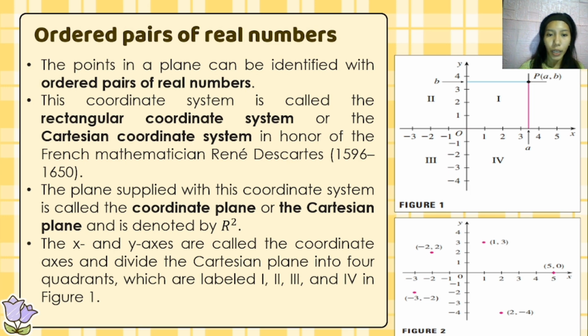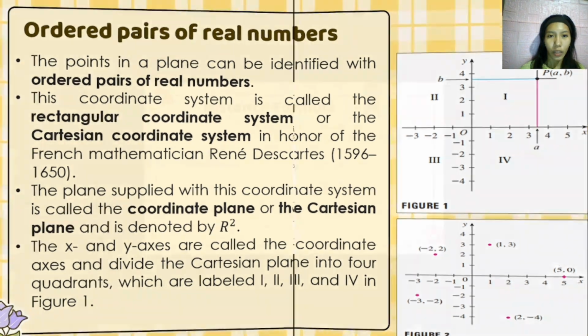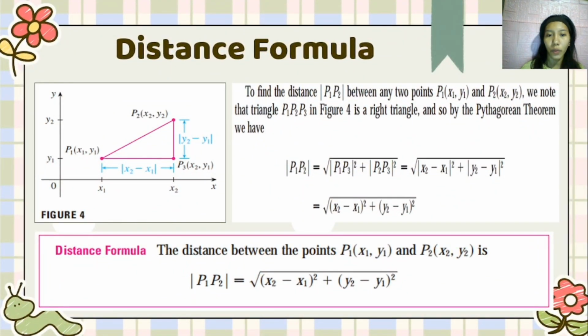The plane supplied with this coordinate system is called the coordinate plane or the Cartesian plane and is denoted by R squared. The x and y axes are called the coordinate axes and divide the Cartesian plane into four quadrants, which are labeled quadrant 1, 2, 3, and 4 as you can see in figure 1 also. So now let's move on to distance formula.